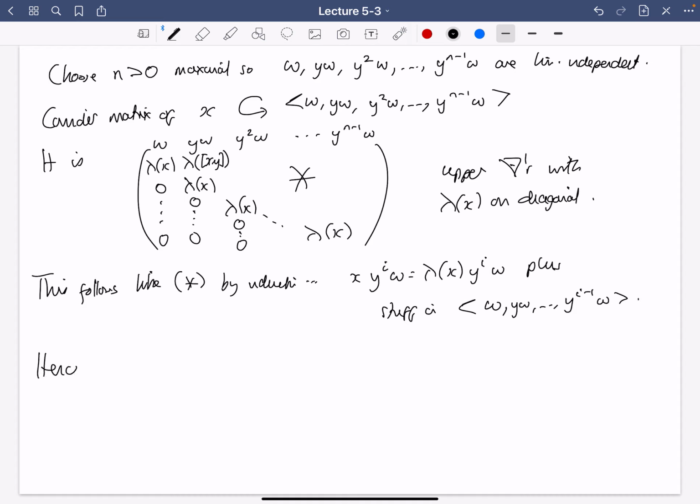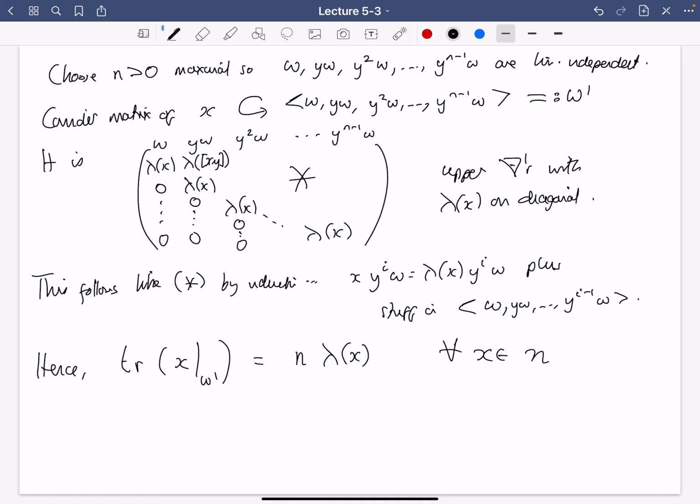Hence, the trace of the endomorphism of W defined by the action of... I need to name this subspace. Let's call this W prime. The endomorphism of W prime defined by the action of X. The trace of this is the trace of this matrix, and this is a scalar matrix. The diagonals are all the scalars, and it's an n by n matrix, so that's n lambda of X. This is for any X in our Lie algebra n.